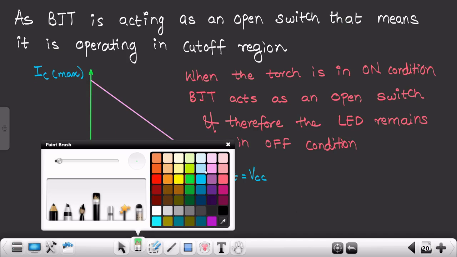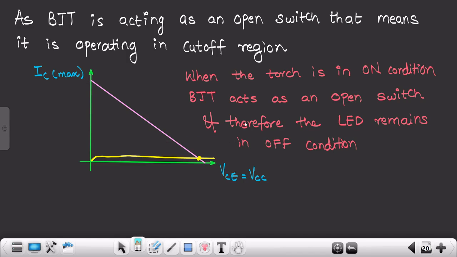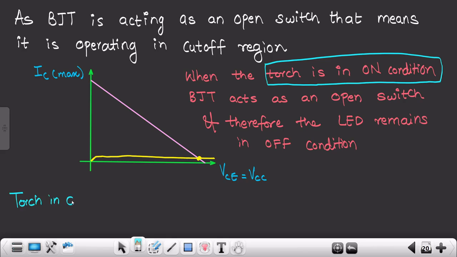Now, talking about this particular case, just a second, let me again highlight this particular point. Torch is in on condition. That means when your sun is rising. So torch in on condition indicates the time before sunset, or daytime.